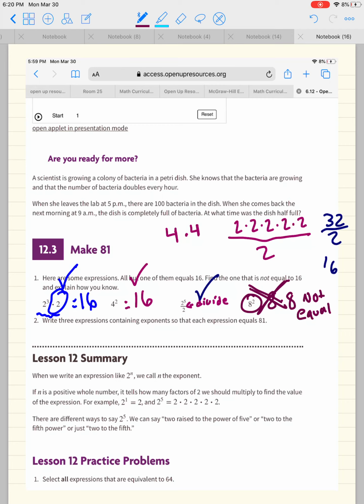All right, the last one says write 3 expressions containing exponents so that each equals 81. Alrighty. I'm going to let you guys do this one on your own, but one possibility is 9 times 9, or 9 squared. I would like you guys to try and think of 2 more, but you can think about maybe some factors of 9 to help you out with that.